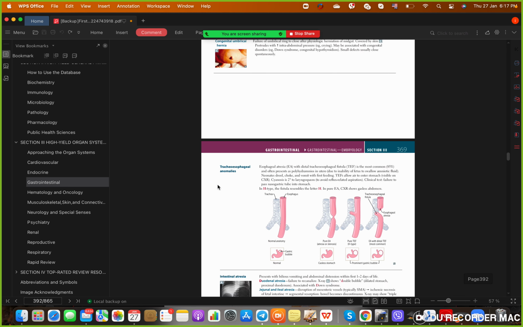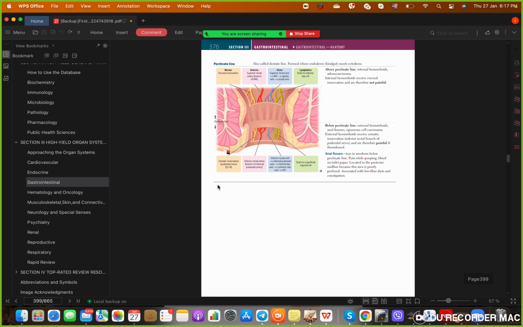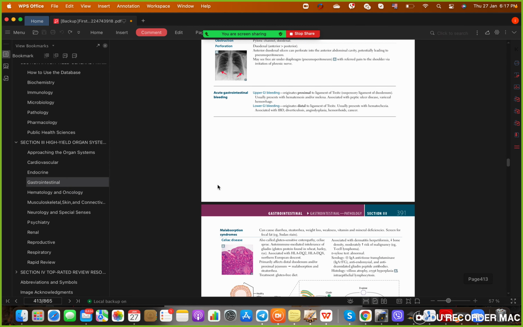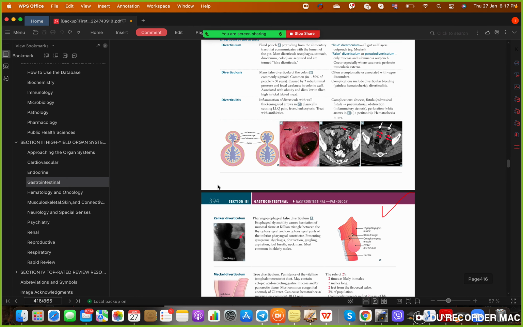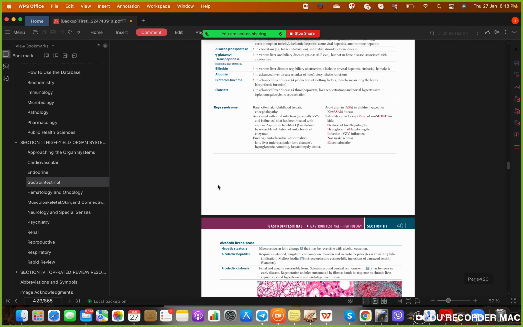Excellent. So let's do this. Now we have to continue our topic for today, which is regarding the GIT. We do not have much left for GIT. We are almost done. And let's do it.